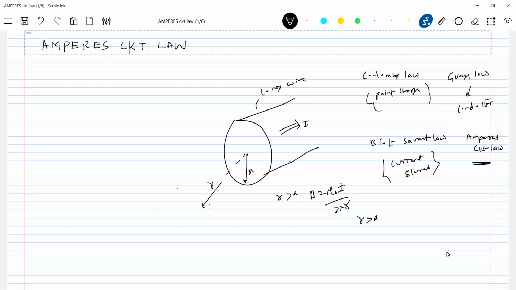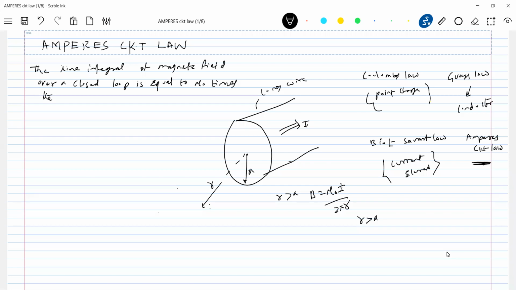So let me put that law, the line integral. The line integral of magnetic field over a closed loop is equal to mu naught times the total current crossing the area bounded by the closed curve.